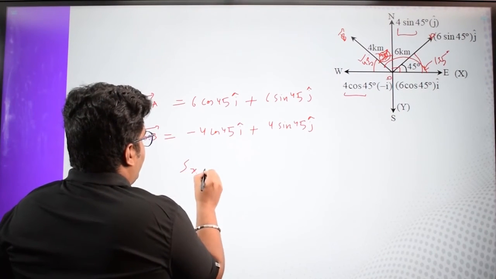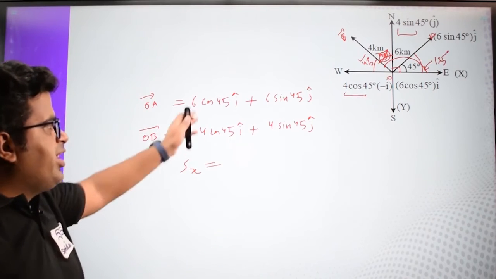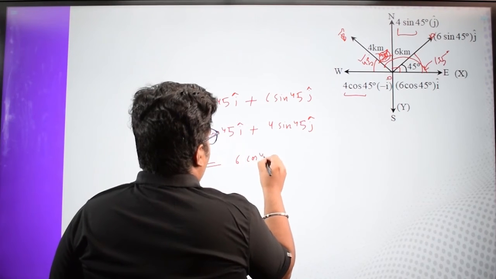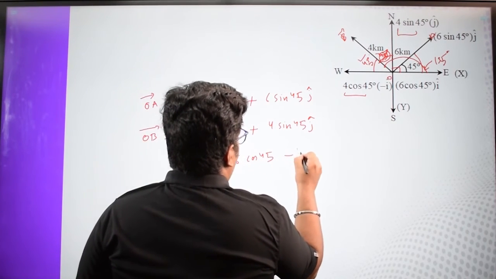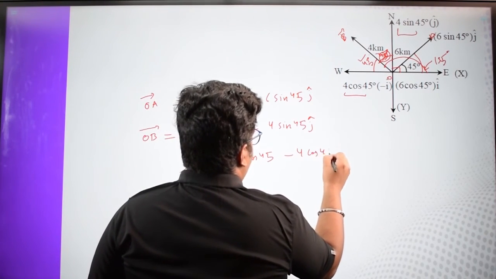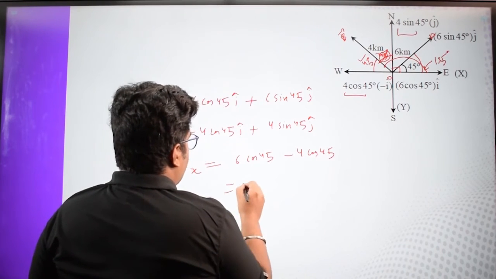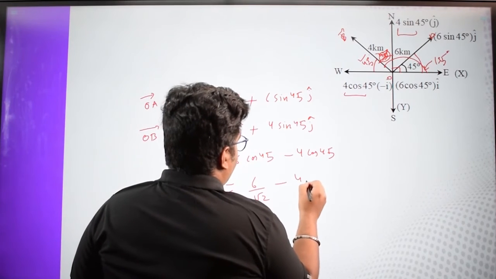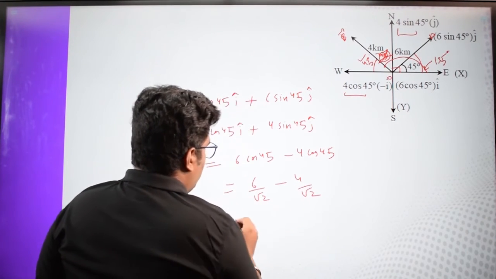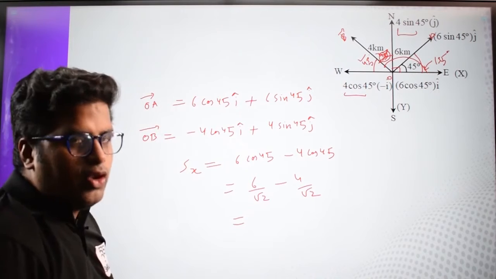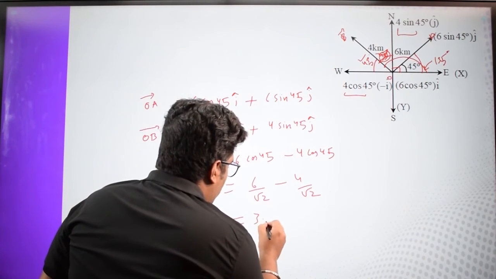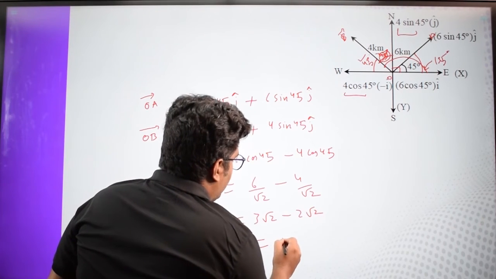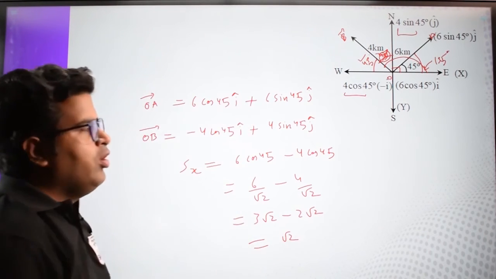If we denote the displacement along the x-axis as Sx, which components of x are coming? Let's check. It is 6 cos 45, right, and minus 4 cos 45. Once you solve this, cos 45 is 1 by root 2. So we have 6 by root 2 minus 4 by root 2. Now 6 by root 2 can be written as 3 root 2, and 4 by root 2 can be written as 2 root 2. So the component along x is root 2, right?